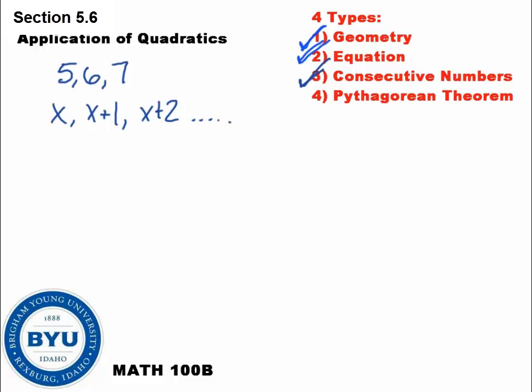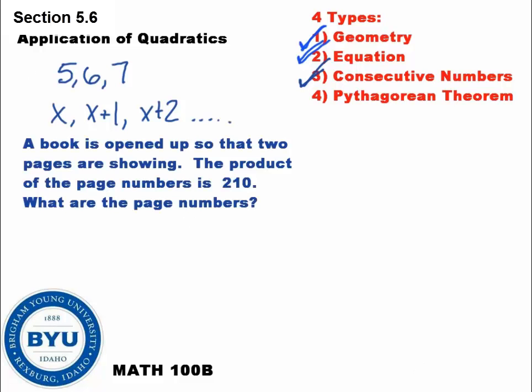Here's an example of one. A book is opened up so that 2 pages are showing. The product of the page numbers is 210. What are the page numbers? So in this situation, we just set it up. Keyword here is product. Product means multiply. And we know that these are consecutive numbers because if you're on page 7, then the next page is 8. Or if you're on page 9, then the next page is 10.